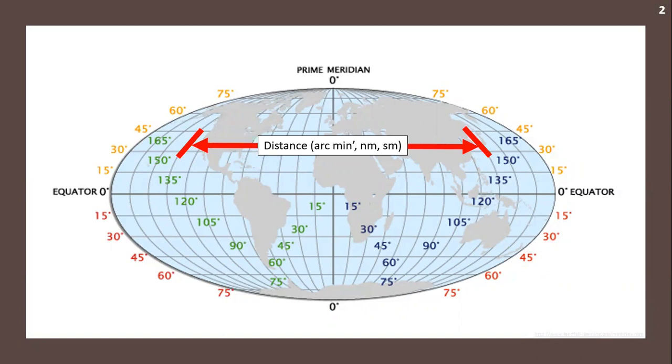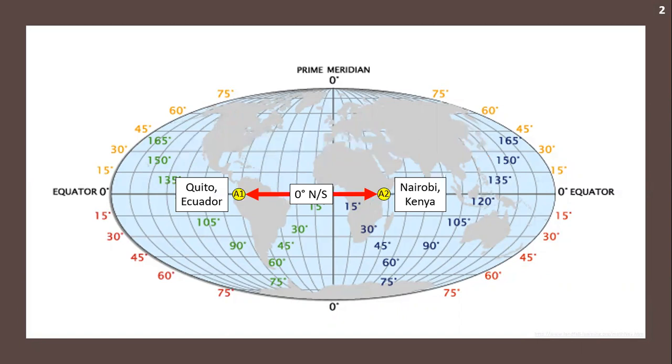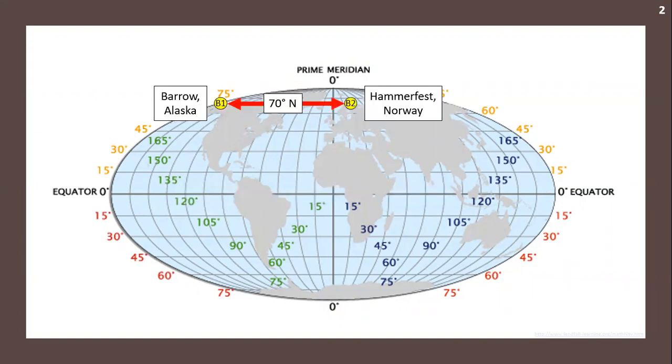The locations described in your lab are as follows. You'll calculate the distance between Quito, Ecuador, and Nairobi, Kenya, as measured along the equator at 0 degrees north-south latitude. Also, you'll measure the distance between Barrow, Alaska, and Hammerfest, Norway. This measurement will be along 70 degrees north in latitude.